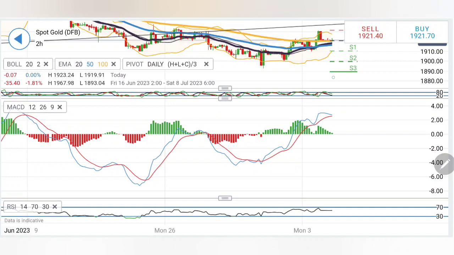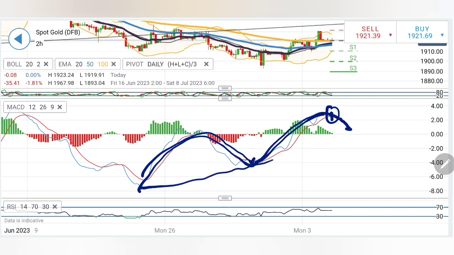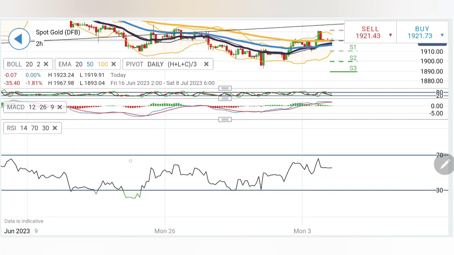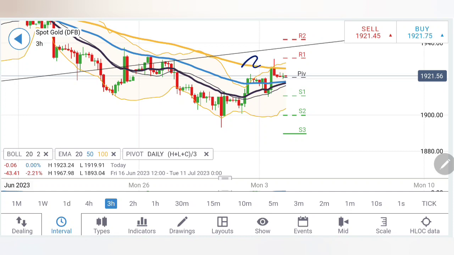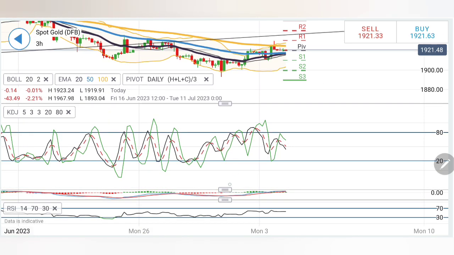Stochastic on the 2-hour charts has dropped. The MACD on the 2-hour charts is willing to converge for a crossover. See, one wave, the second wave is about to begin, but let's see. Right now it is still trading bullish. RSI is almost flat, and on the 3-hour charts a similar observation holds. The only thing is the moving averages have started to converge but not yet crossed over. So wait for all three to cross over, then it will start moving upwards.